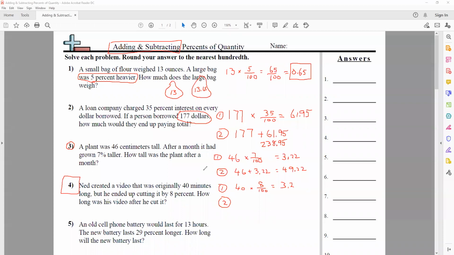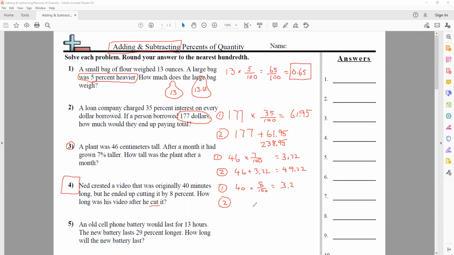How long was his video after he cut it? Okay, so cut it. What does cut it mean? In terms of operation, is that subtraction or addition? So when you cut something, do you add or do you subtract? You subtract.